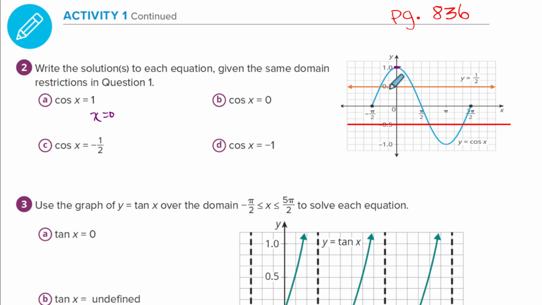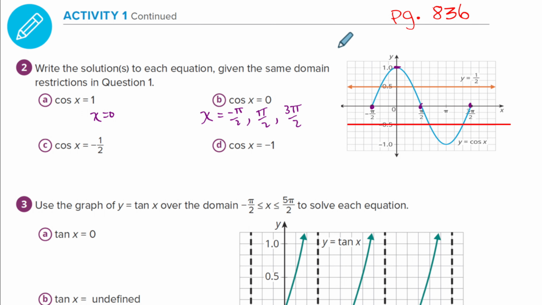Where does the cosine equal 0? Well, here's 0. Y equals 0 would be this line right here, right? So it equals here at negative pi over 2, at pi over 2, and at 3 pi over 2. Those are all the values where the y is equal to 0. That's easy enough. We could write those out.